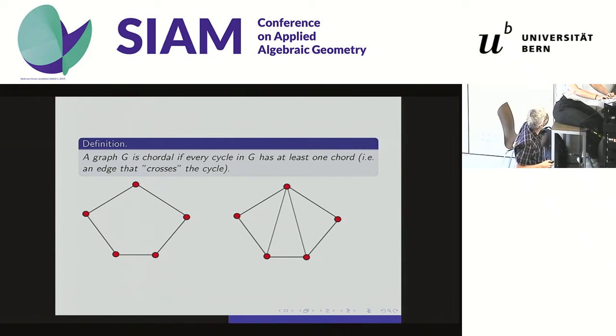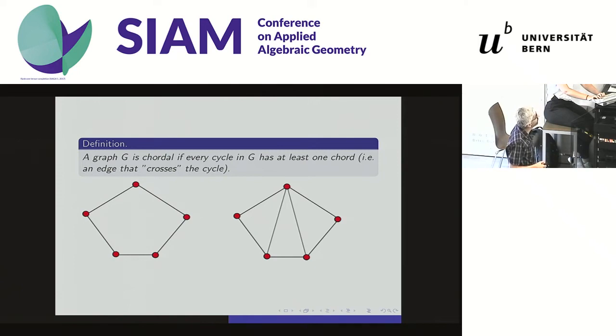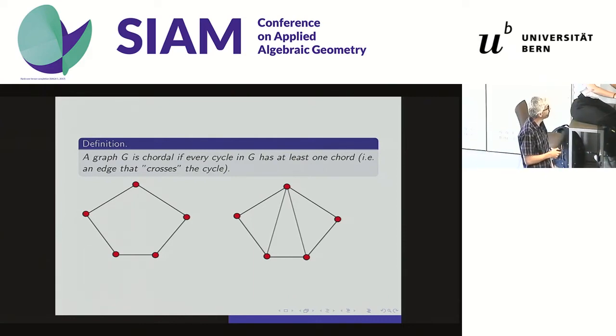A graph G is chordal if every cycle in G has at least one chord. A chord means an edge that crosses the cycle. So for instance, the graph on the left of this picture, the pentagon, is not a chordal graph because here's a cycle, the pentagon itself, that has no chord. There is no edge that goes across the cycle. On the other hand, the graph on the right is chordal because no matter which cycle you pick, this cycle is always crossed by a chord. I suppose I should say every cycle of size at least 4 or something like that.